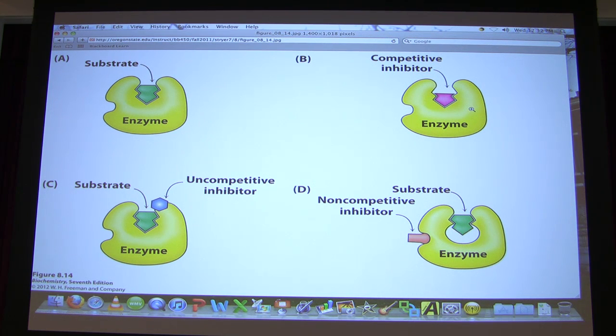Yes, sir? Does the substrate have to be in the enzyme for the non-competitive inhibitor to work? No, it does not. It may actually prevent it in some cases. In this case, we see it bound. But it could, for example, prevent the normal substrate from binding.